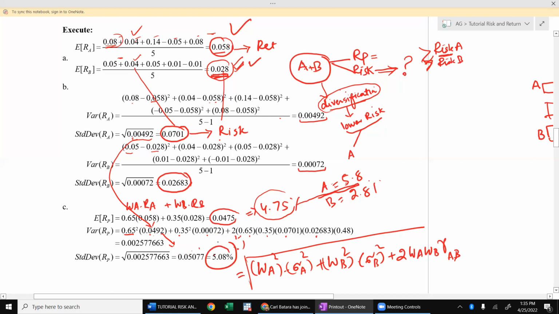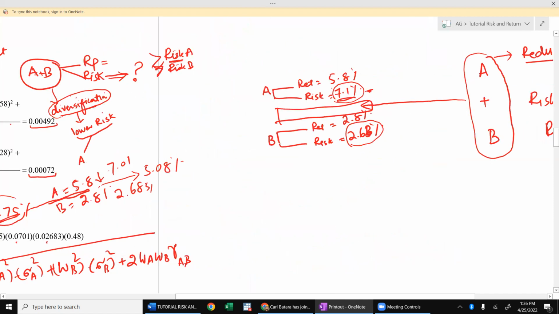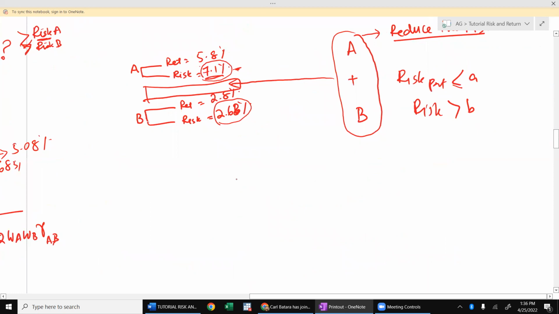What is the risk of the highest risky asset? That is 7.01%. What is the risk of the portfolio? That is 5.08%. So the return is in between these two, and the risk will also be in between: lower than the risk of A, that is 7.01%, but higher than the risk of B, that is 2.683%.